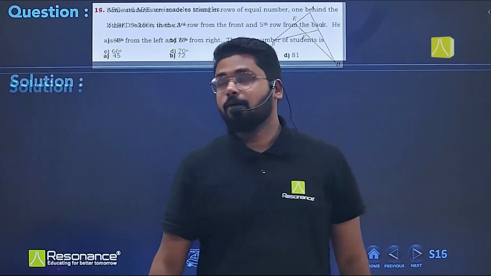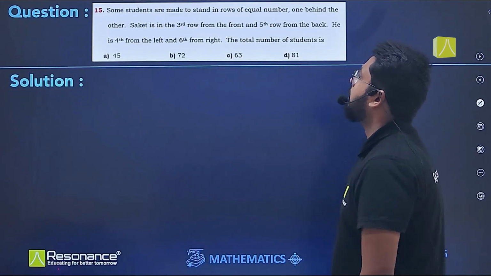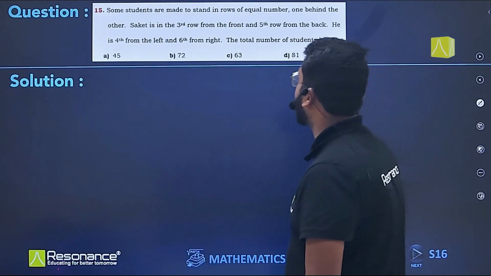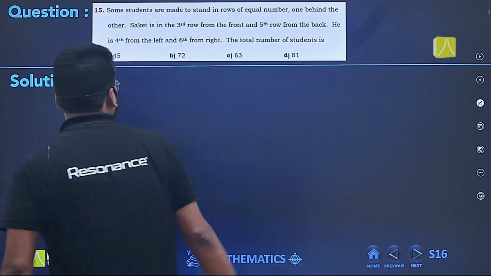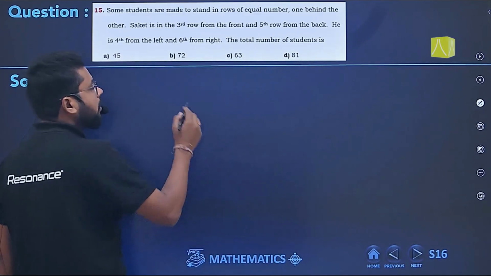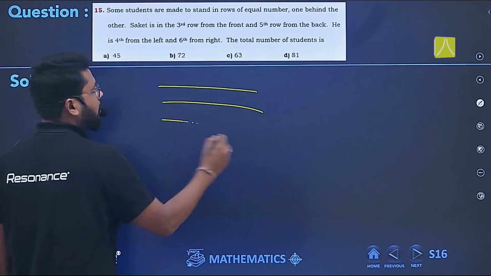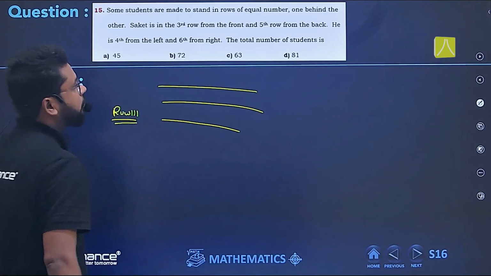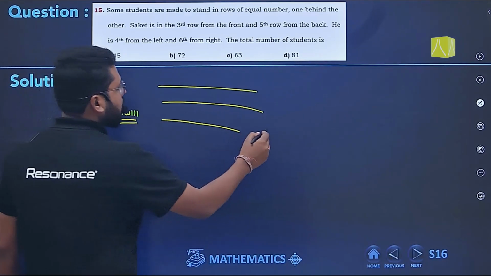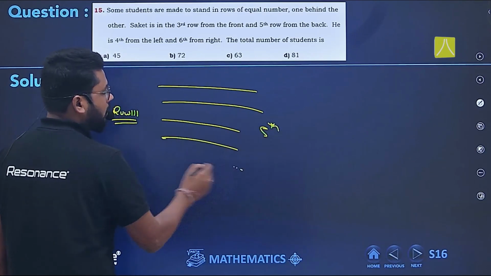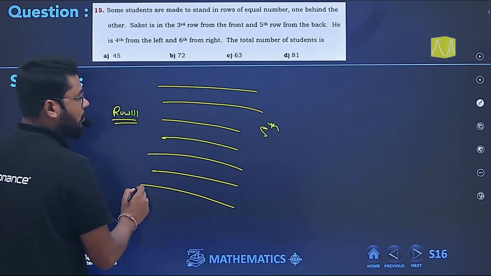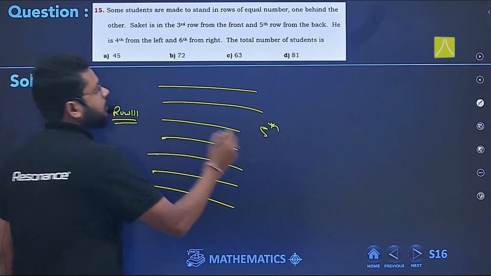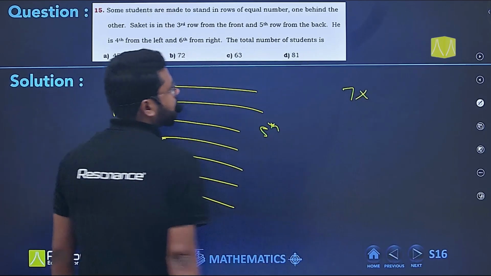Okay. Now next question. Some students are made to stand in rows of equal number, one behind the other. Saket is in the third row from the front. We'll count from the front: first row, second row and third row. This is the third row where Saket is. And he is fifth from the back. This means this is fifth from the back, then fourth, third, second, first. So overall 1, 2, 3, 4, 5, 6, 7. 7 rows are there.